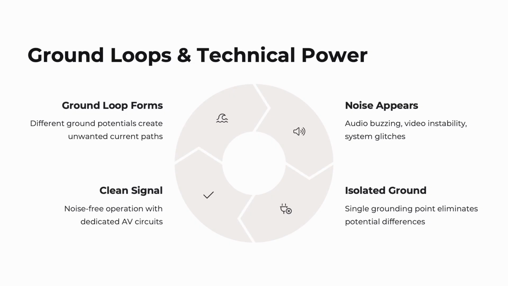Even in well-grounded systems, there is another challenge: ground loops. A ground loop happens when different parts of your system are connected to slightly different ground potentials. The result is buzzing or hum in your audio, shaky or drifting images in your video, or some sort of mysterious system instability. To prevent this, AV systems often use isolated grounds, where sensitive devices are all bonded to a single grounding point that then connects to Earth. This minimizes differences in potential and helps eliminate noise.